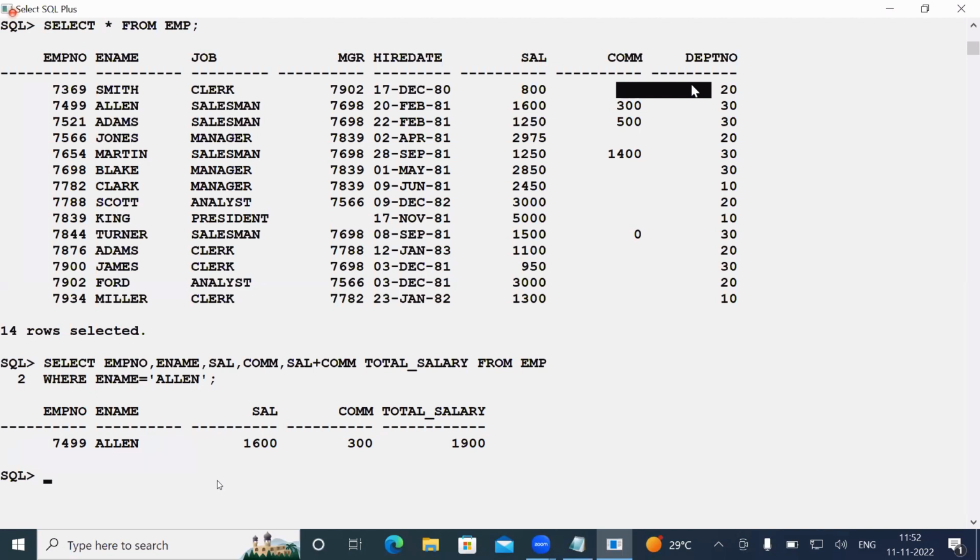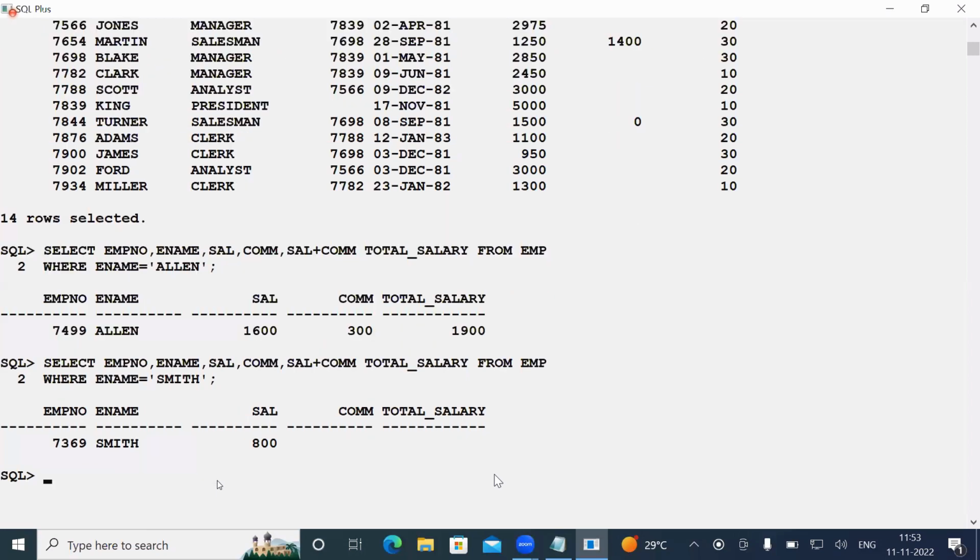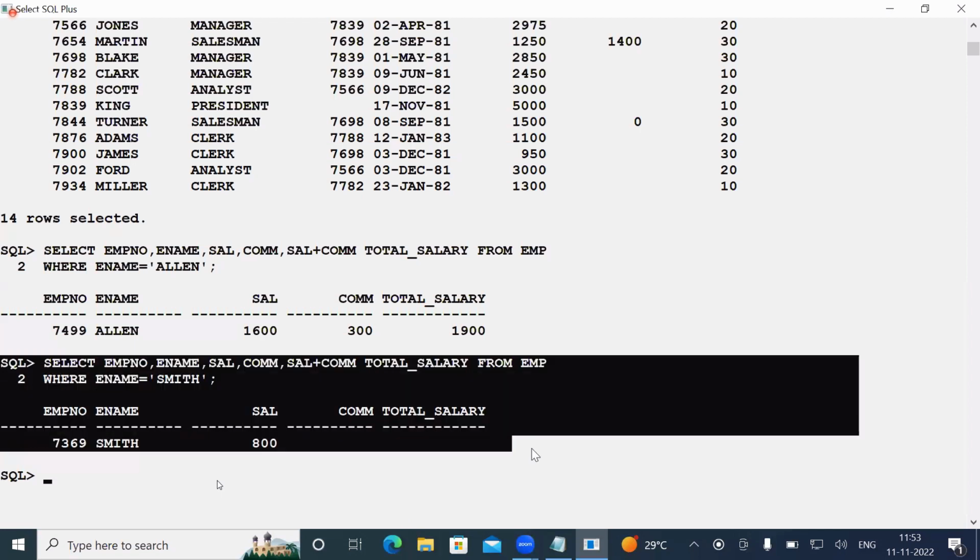Salary 800, and this employee is not taking any commission. What is the total salary of this employee? 800 only we want to expect, because this employee has not taken any commission. So we have salary only 800. So now see, I'm going to write my query. In place of this, I'm giving here Smith. Now when I give Smith, whatever result is shown, tell me, what is your problem here?